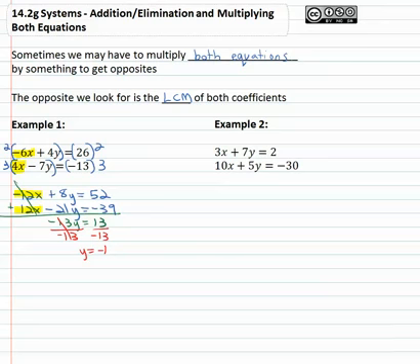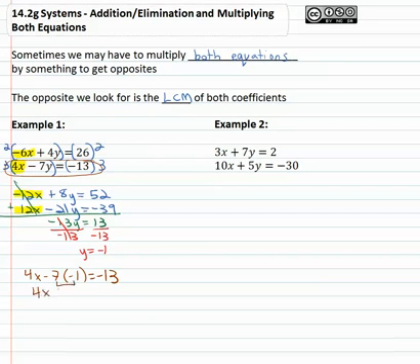Now we just have to go back and find x. Again, we can go to either of the original equations. I like the one with the smaller numbers, so that's probably the second equation this time. I'll just put it down here. 4x minus 7y, which is negative 1, equals negative 13.